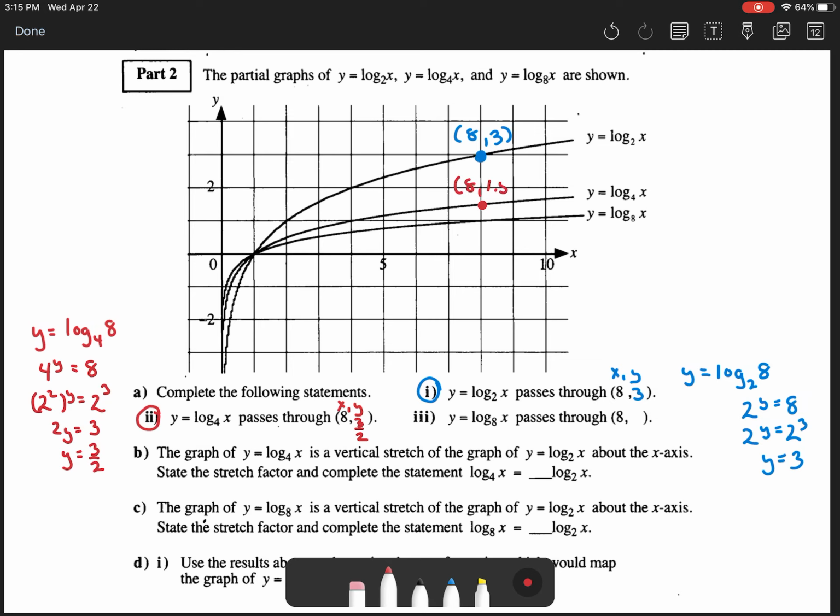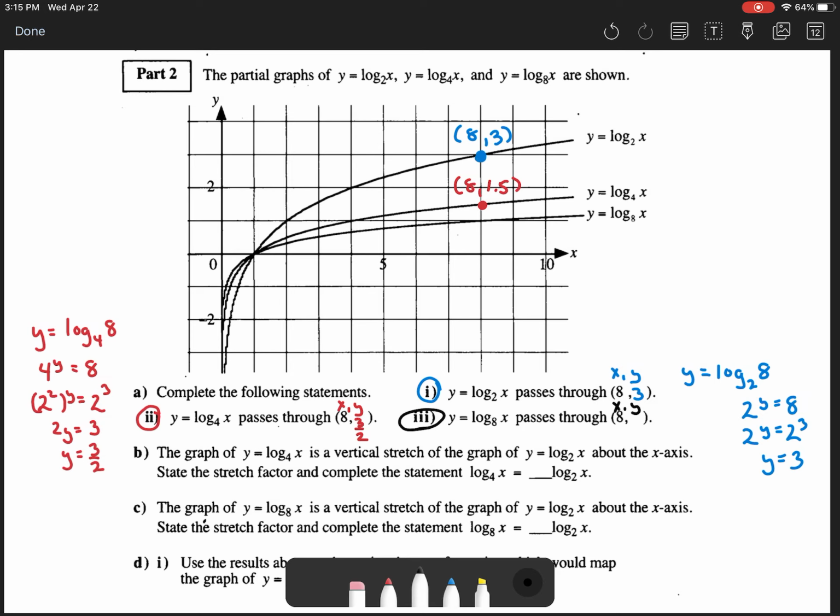Now 3 over 2 is 1.5, so that graph is going through 8, 5, 6, 7, 8, and 1.5 right there. So there's the point 8 and 3 over 2, which I'll just put as 1.5. It's easier to write on the graph.